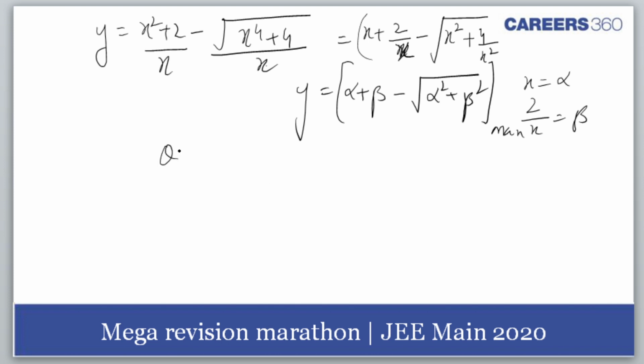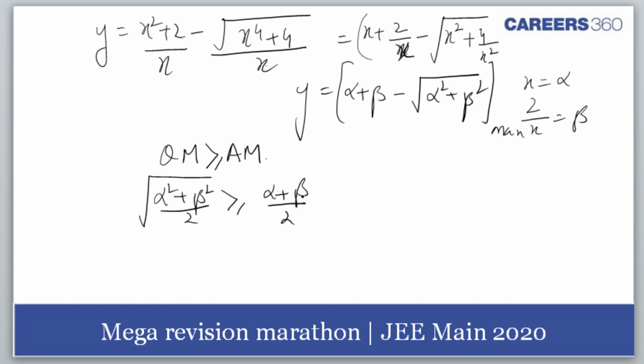We have quadratic mean greater than equal to arithmetic mean. Isn't that right? Now, quadratic mean between alpha and beta would be what? It would be alpha square plus beta square by 2. Right? And arithmetic mean would be alpha plus beta by 2. Am I right or wrong? Okay. Then we have 0 greater than equal to alpha plus beta by 2 minus alpha square plus beta square by 2. Am I right?